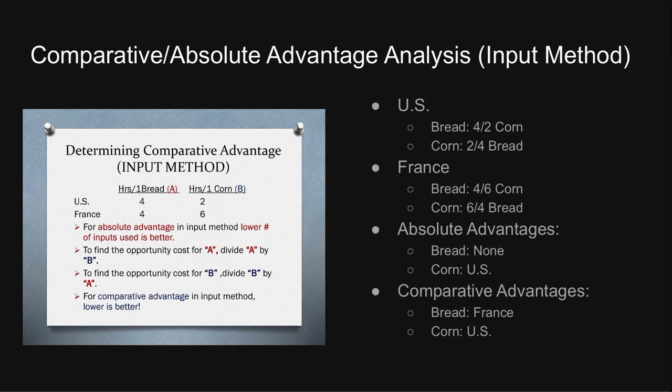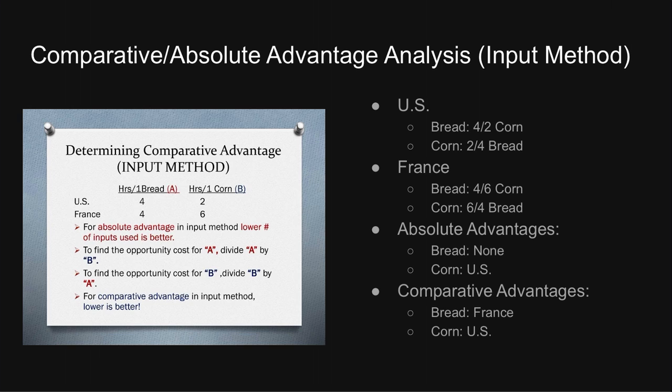Also, if we look at the absolute advantage, we can see that neither one has an absolute advantage for producing bread. This is because it takes the exact same amount of time for producing 1 unit of bread for both nations. So neither country will be able to produce more bread given the same resources. However, if we look at corn, we see that the United States can produce 1 unit of corn in 2 hours, while in France it takes 6 hours. So France takes triple the amount of time to produce 1 unit of corn. As a result, we know that it is much less efficient in France to produce 1 unit of corn than it is in the United States. So as a result, we can see that the United States has an absolute advantage in production of corn.